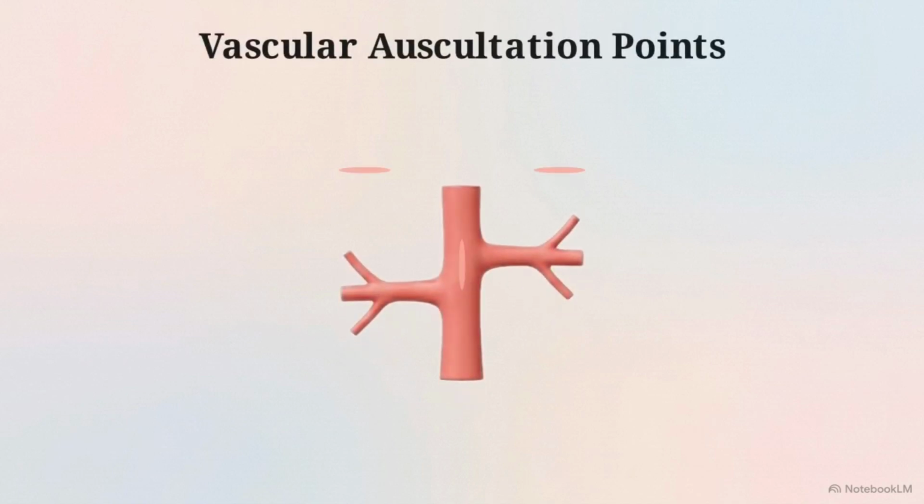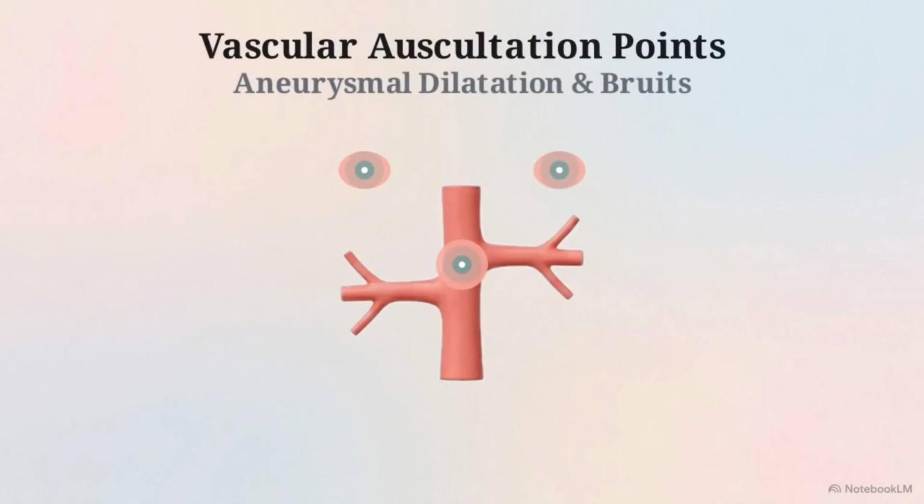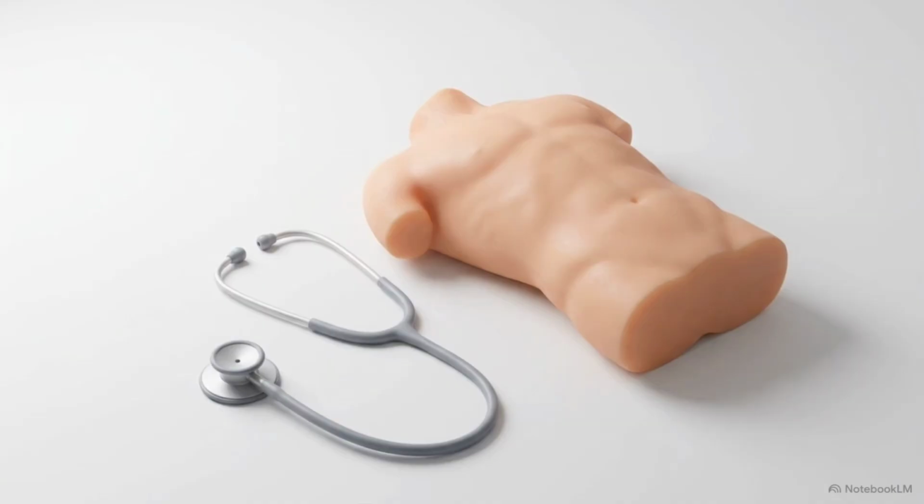After assessing the bowels, the clinician shifts focus to vascular acoustics, specifically at the aorta and the bilateral renal arteries. Identifying bruits in these specific regions provides evidence of arterial stenosis or aneurysmal dilatation. Securing an uncorrupted acoustic baseline is the only reliable method for measuring autonomous physiological motility before the clinician's hands interfere with the system.